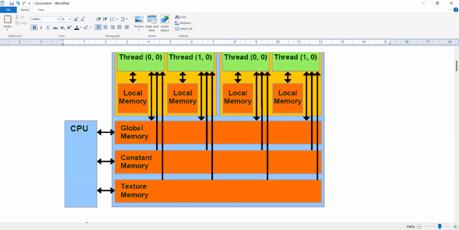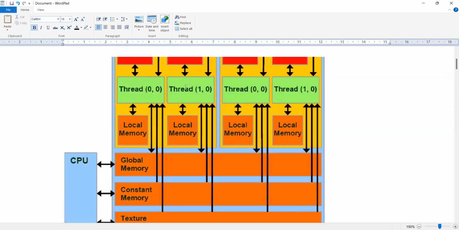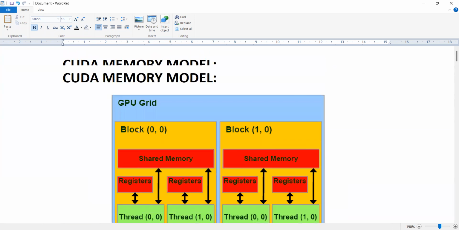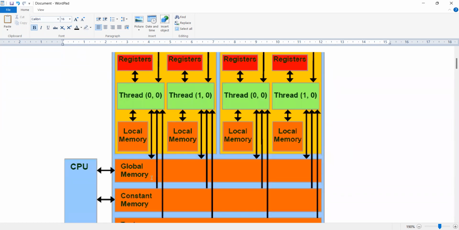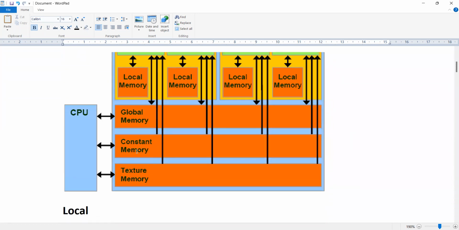This is the CPU. In the CUDA memory model, there are four memories: shared memory, global memory, constant memory, and texture memory. This is an architecture diagram.